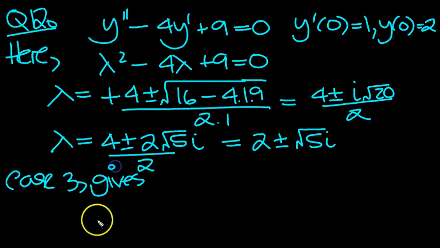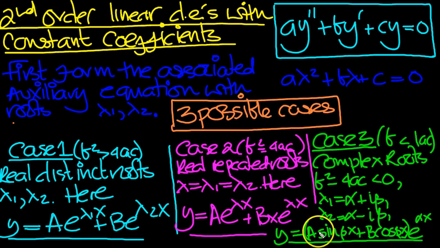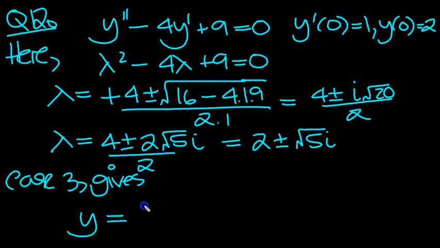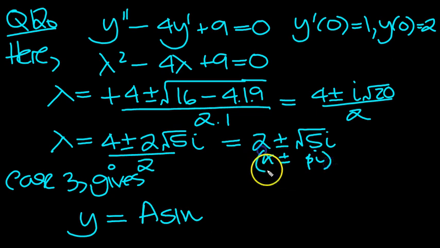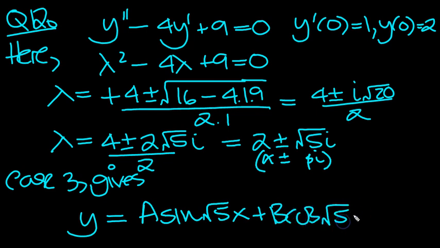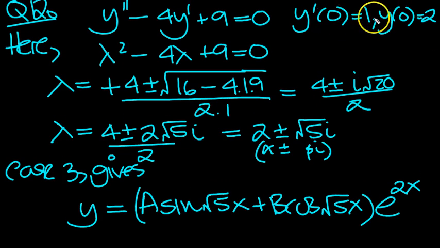We know the formula for that now. It's y equals, I'll just show you briefly. Here it is. So let's use that: a sine beta, there's alpha, plus or minus beta i. So a sine root 5 x plus b cosine root 5 x, all times e to the alpha, which is 2x. There we go. So now we can invoke the initial conditions, y dash 0 is 1 and y 0 equals 2.